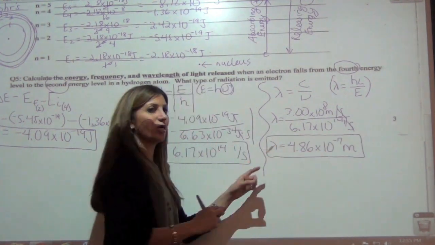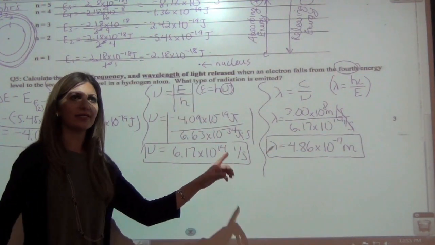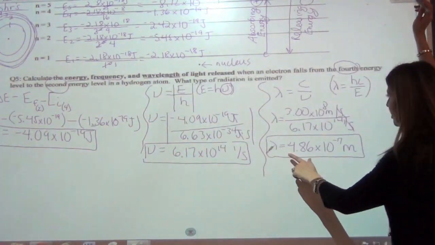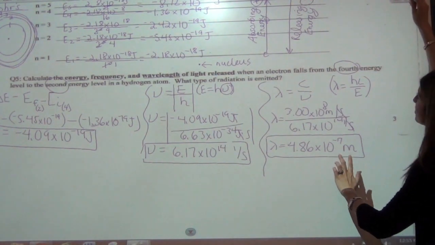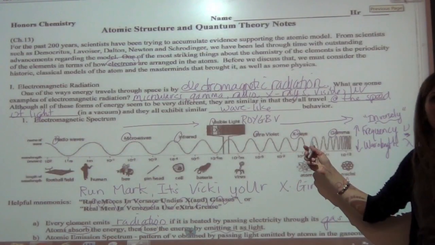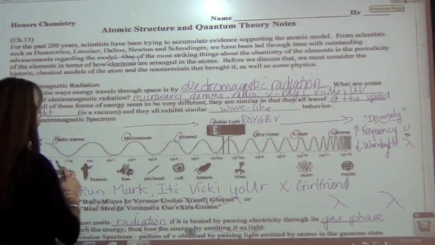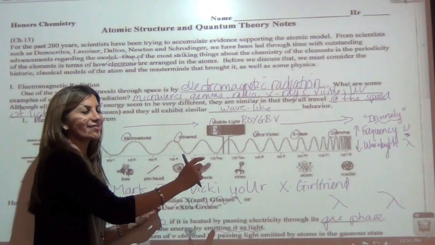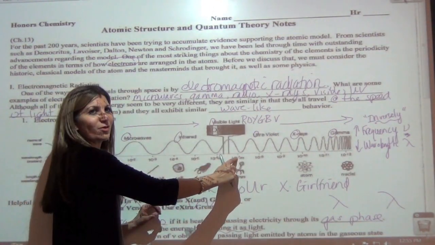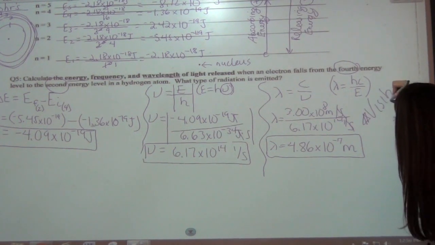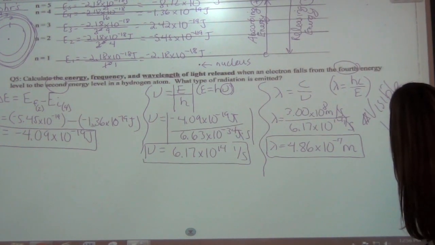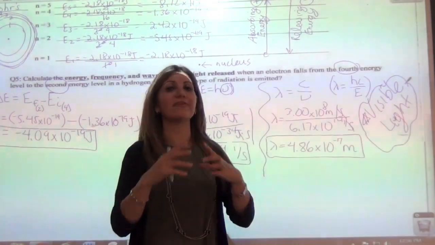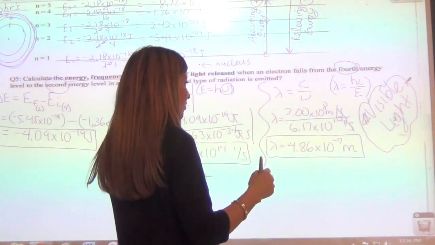Now, the last question says, what kind of radiation is emitted? I want you to go back to the first page. It says that the wavelength is at 10 to the negative 7 meters. Everybody flip back to the front, look at your wave. It gives you wavelength. Where on this does it match? Yes, 10 to the negative 7 actually matches up with visible light. You wouldn't have to do that unless I give you a chart. I would give you a chart. You don't have to have those memorized.